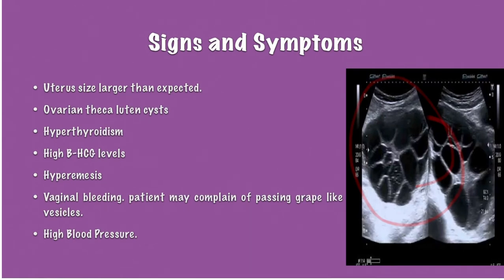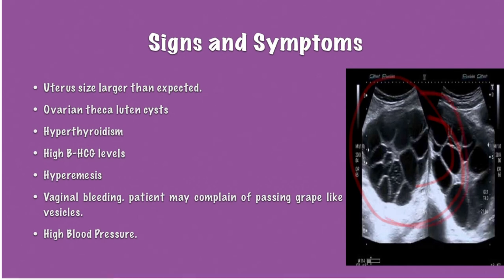Signs and symptoms of partial mole and complete mole. Actually, based on the signs and symptoms, we cannot differentiate between a partial mole and a complete mole. For differentiation, we have to do a pelvic ultrasound. So here are some common signs and symptoms of complete mole and partial mole. The uterus size would be larger than expected, ovarian theca lutein cysts, hyperthyroidism symptoms, high beta HCG level, hyperemesis, most probably reactionary to the high beta HCG levels, vaginal bleeding. Patient may complain of passing grape-like vesicles, and high blood pressure.